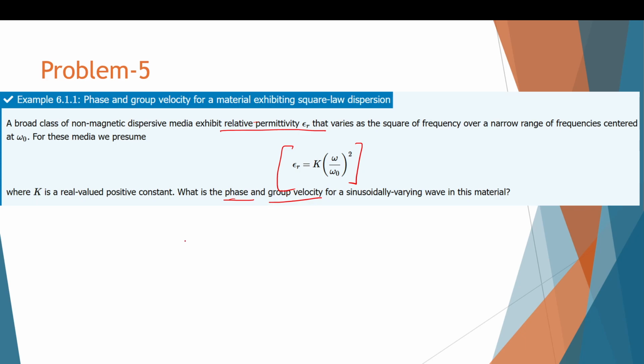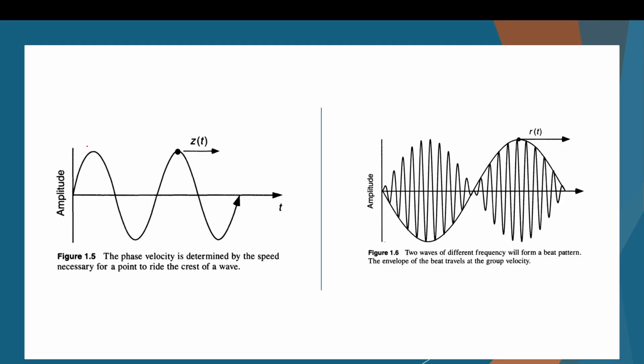Just to recap, the phase velocity. If I have a wave like this, a single frequency wave, and I look at the frequency spectrum of the wave, it will be just a single frequency. This is frequency versus amplitude.